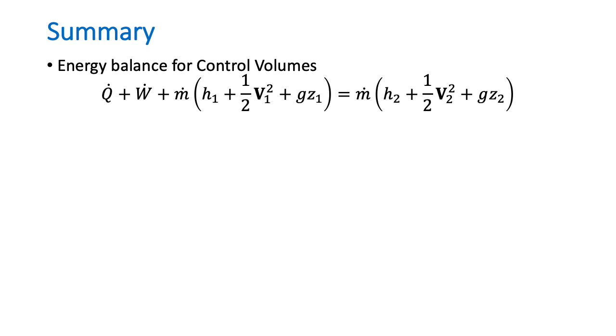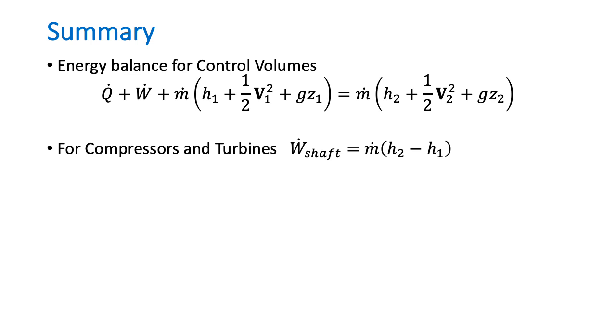To summarize, we can write an energy balance for a control volume, which says that the rate of energy being added to the control volume must be equal to the rate at which energy leaves the control volume. The energy being added to the control volume has three components: the rate of heat transfer, the rate of work transfer, and also the rate at which energy is carried in by the fluid. The energy per output is the rate at which energy is carried by the fluid out of the control volume.